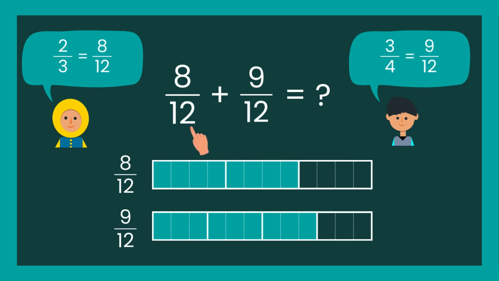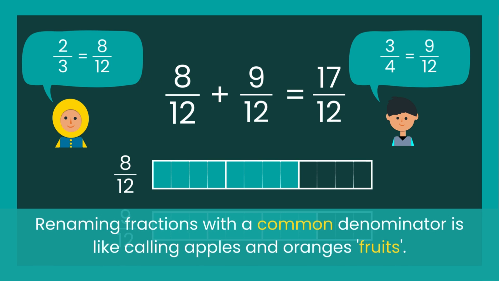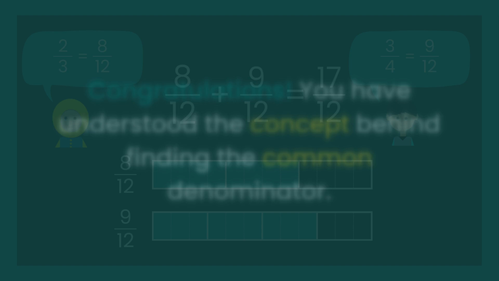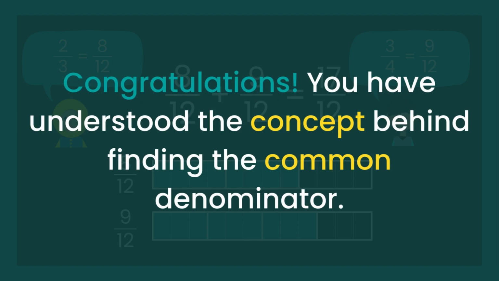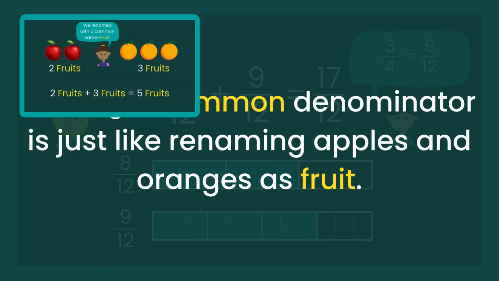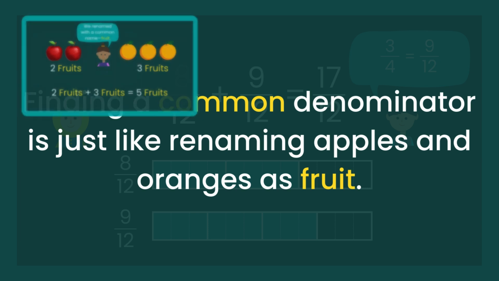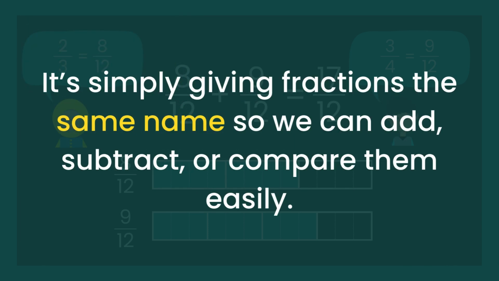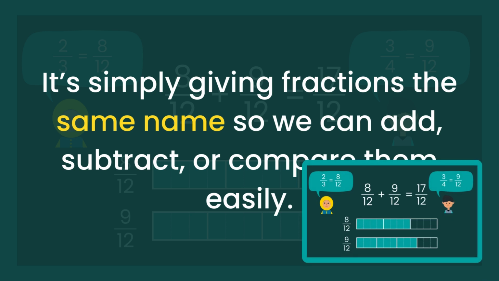Adding them becomes simple. 8/12 plus 9/12 equals 17/12. See? Just like calling apples and oranges fruits, we renamed the fractions with a common name, 12ths. Congratulations! You have understood the concept behind finding the LCM or common denominator. Think of it like this, finding a common denominator is just like renaming apples and oranges as fruit. It's simply giving fractions the same name so we can add, subtract, or compare them easily.